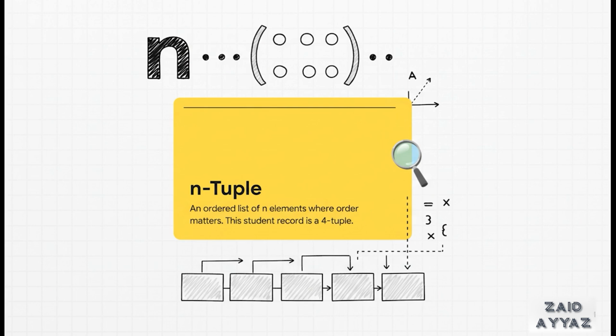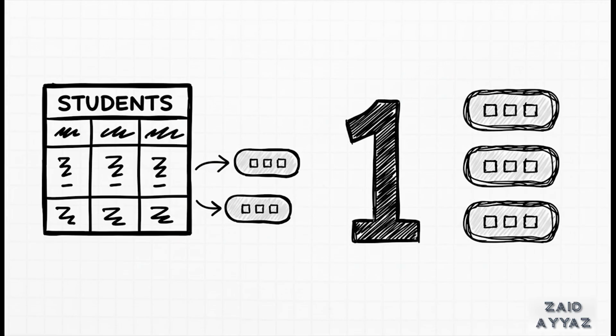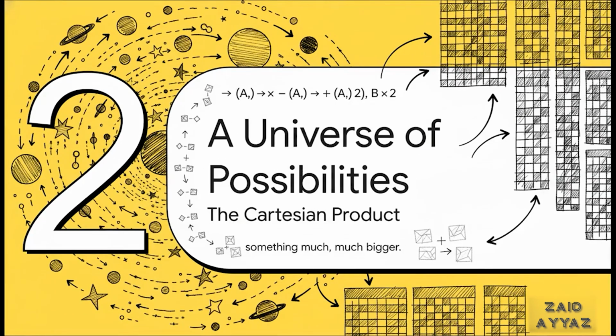And here's the absolutely crucial part. The order matters. It matters a lot. The name always comes first, the ID second, and so on. And boom, just like that, we've hit our first big discovery. Our entire database table isn't just some random collection of data. It's a collection of these perfectly structured 4-tuples. Every single row is a self-contained, ordered packet of information. That's the first secret.